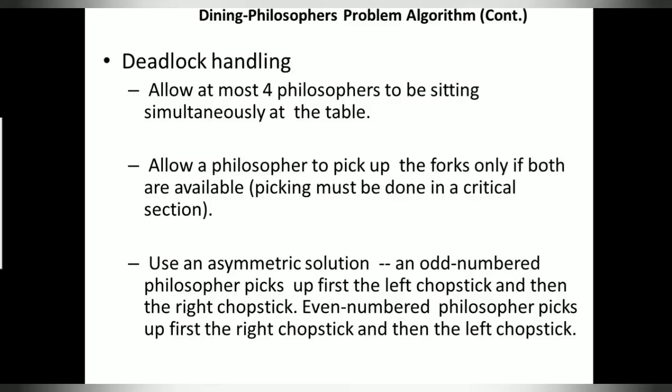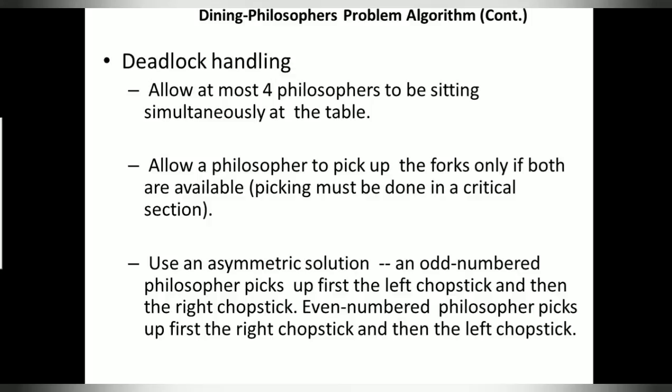The last one it tells is, odd-numbered philosophers pick the left chopstick and then the right chopstick. Even-numbered philosophers pick up the right chopstick first and then the left chopstick. These are some of the solutions to handle the deadlock. We will further see how this semaphore solution is given to the dining philosopher problem. We will again revisit the dining philosopher problem with the solutions by the monitors as well.